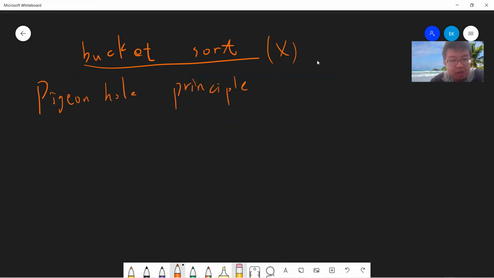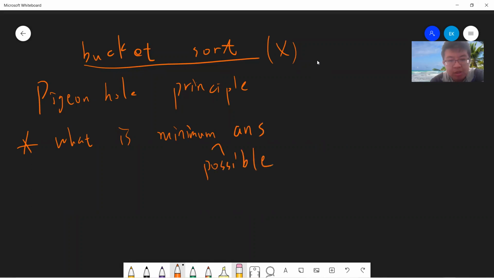Okay, so let me just ask a question. What is the minimum possible answer? You can say the minimum possible answer is 0, right? Because there may be a case where everyone is the same, right? But that is trivial, right? We need to have some more refined lower bound.